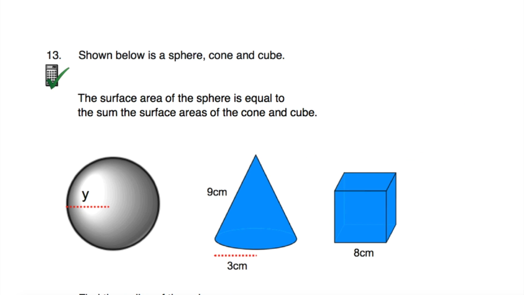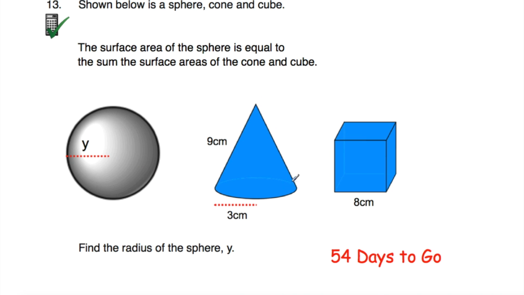Okay, question number 13. So question number 13 is on surface area. So we've got some solids, we've got a sphere, we've got a cone, and we've got a cube.